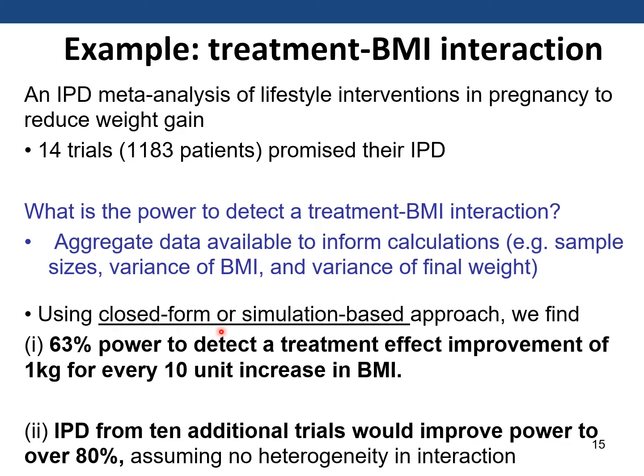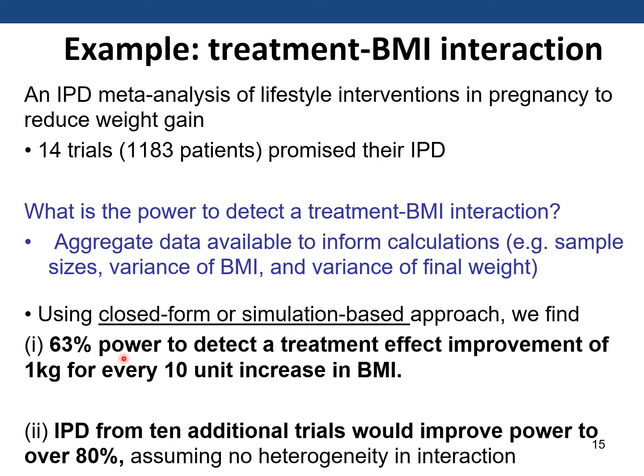And when we used the closed form approach or the simulation-based approach, we found basically the same answer of 63%. So 63% power to detect a treatment effect improvement of 1 kilogram for every 10 unit increase in BMI. So we pre-specified not just the aggregate data, but the minimally important value: that the interaction would correspond to a 1 kilogram change in the treatment effect for every 10 unit increase in BMI. So 63% power, would we have been happy with that?